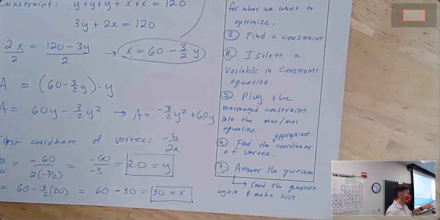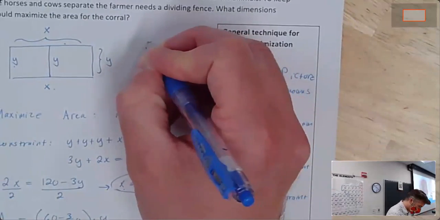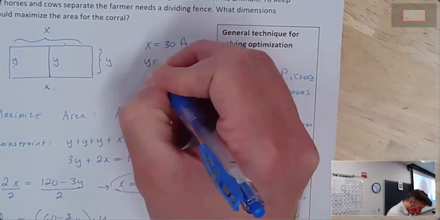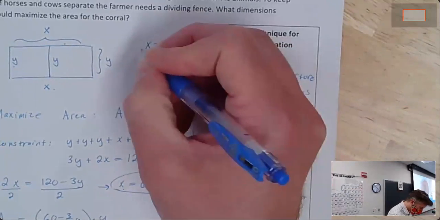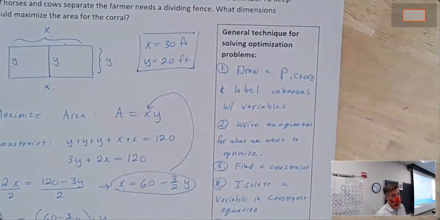Where's another hand too? Yeah. Why we should write the dimensions? Yes. So we should definitely say, and I kind of ran out of room, but I would say my final answer is x equals 30 feet, y equals 20 feet. It is important to include the appropriate units in our final answer. I feel like I saw one other hand somewhere, but maybe I'm just kidding.